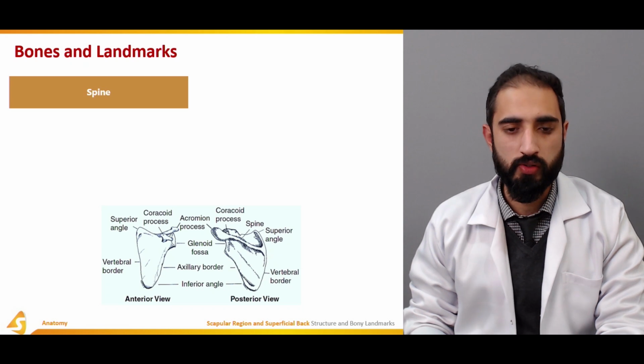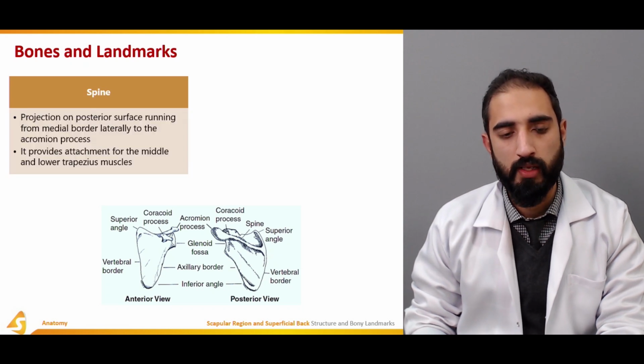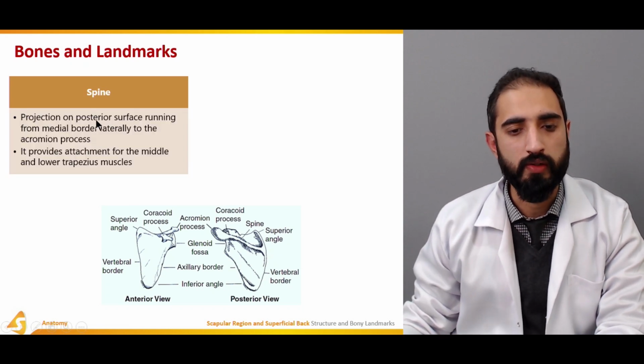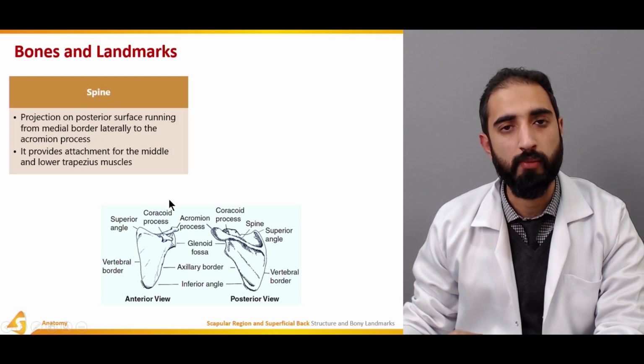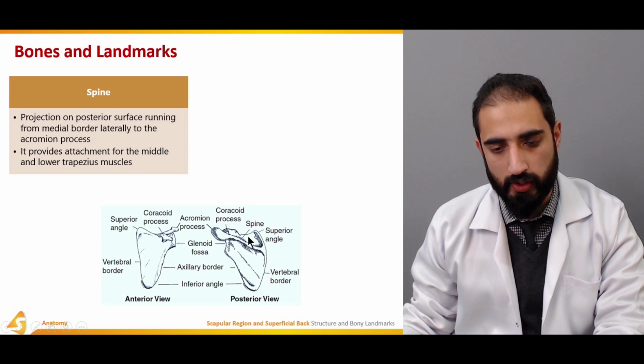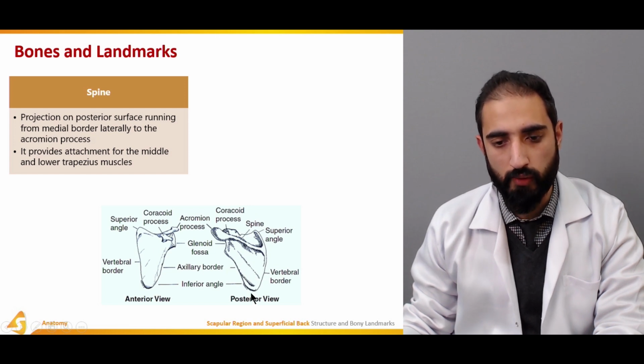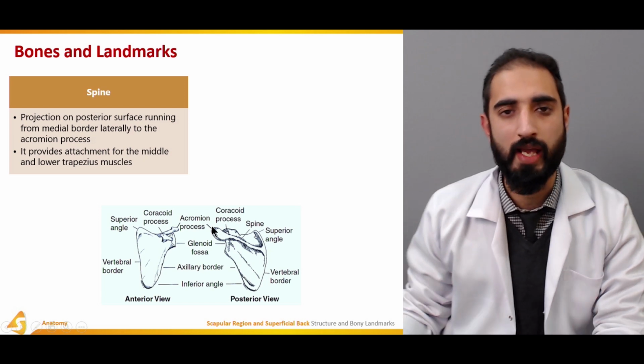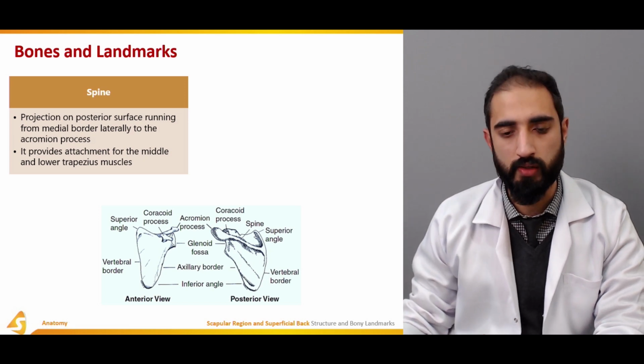Another important structure is the spine. The spine is a projection on the posterior surface running from the medial border laterally to the acromion process. As you can see, this is the dorsal aspect of the scapula, and this one is the medial or vertebral border. It runs from the medial aspect towards the lateral aspect and forms a structure known as the acromion, also known as the acromion process.